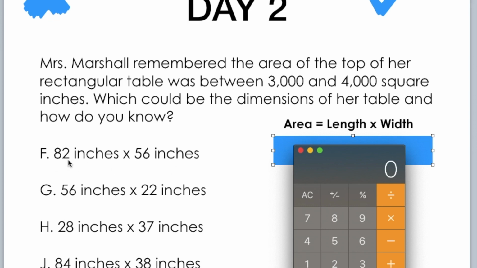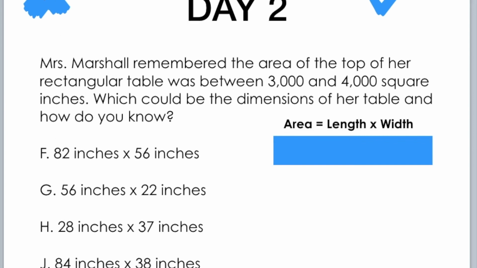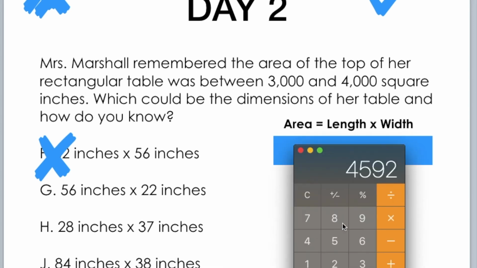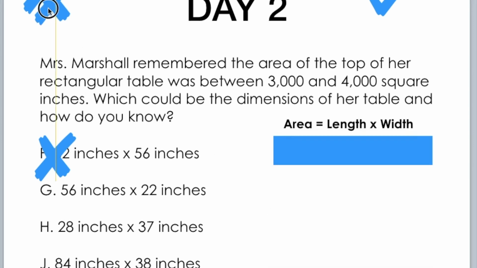Let's start with option F. 82 multiplied by 56 equals 4,592. That is above 4,000, so F is not our answer. Option G. 56 times 22. 1,232. That's well below 3,000, so again, cannot be our area.